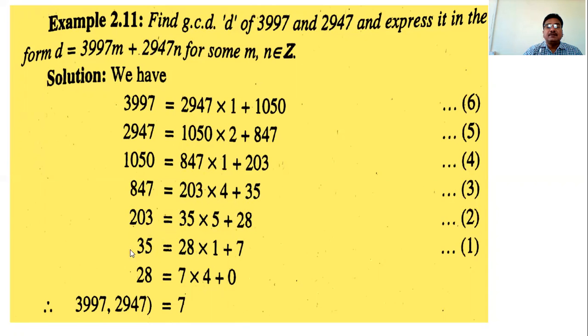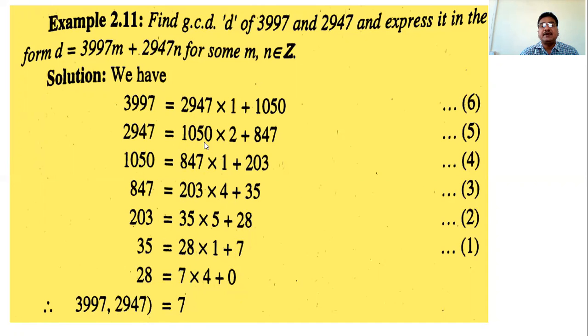Then dividing 35 by 28, the quotient is 1 and the remainder is 7. And then dividing 28 by 7, the quotient is 4, since 7 times 4 is 28, so the remainder is 0. Therefore the greatest common divisor of 3997 and 2947, written (3997, 2947), is 7. This is the last non-zero remainder and is the greatest common divisor of these two numbers.